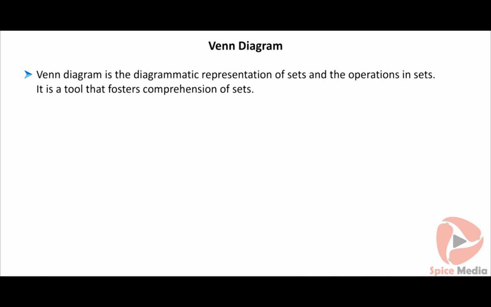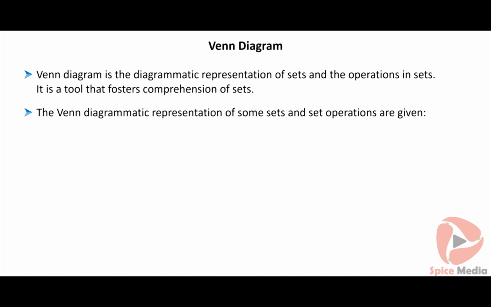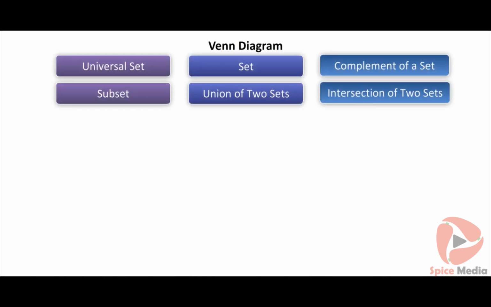Venn diagram. Venn diagram is the diagrammatic representation of sets and the operations in sets. It is a tool that fosters comprehension of sets. The Venn diagrammatic representation of some sets and set operations are given. Click on the respective Venn diagram button to view the Venn diagram.